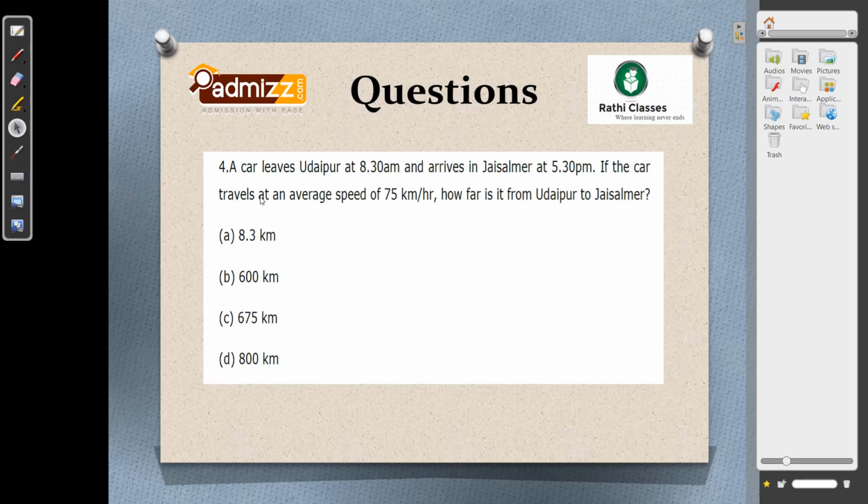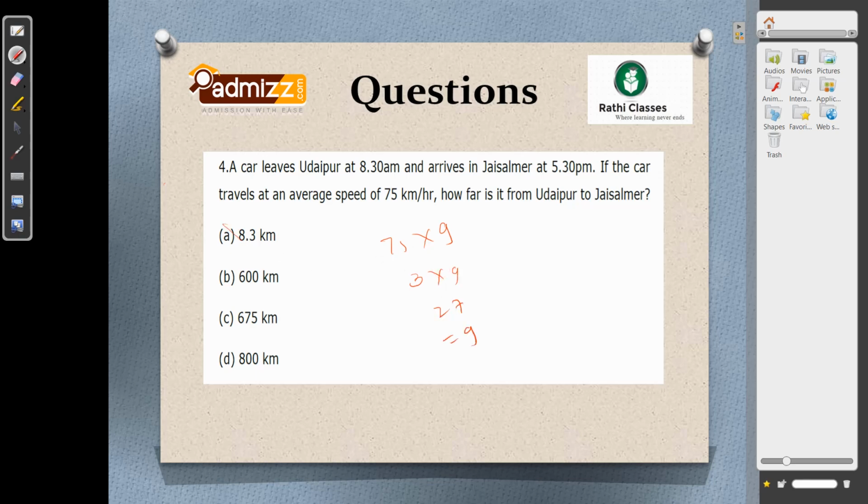A car leaves Udaipur at 8:30 am and arrives in Jaisalmer at 5:30 pm. That means the total hours it has traveled is 9 hours. If the car travels at 75, so here in this question again the concept of digital sum can be used, that is 75 into 9 as distance is speed into time. So 7 plus 5 is 12. 12's digital sum will be 3. 3 nines are 27. Sum should be 9.